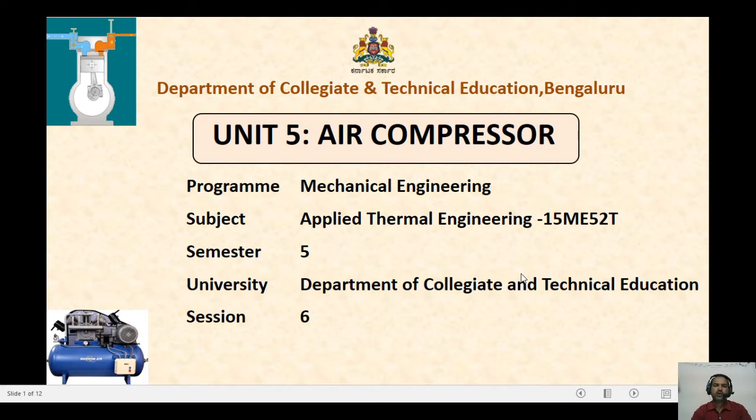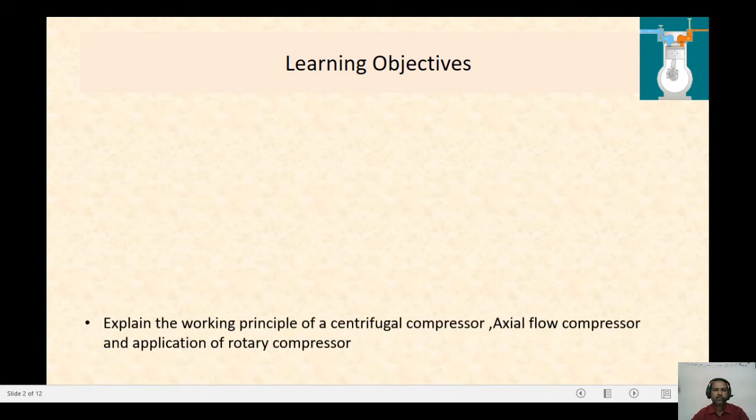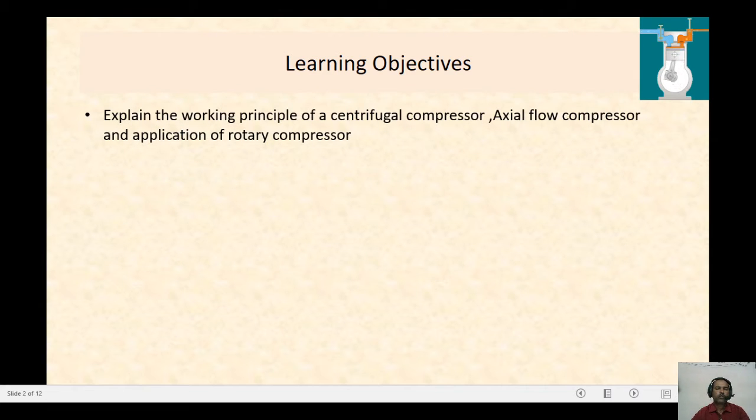Hello everyone. In this session 6, we are going to learn about the types of rotary compressor. Already we have discussed the two types of rotary compressor, that is lobe type and also the vane type. In this session, we are going to learn the construction and working principle of a centrifugal compressor as well as the axial flow compressor and its application.